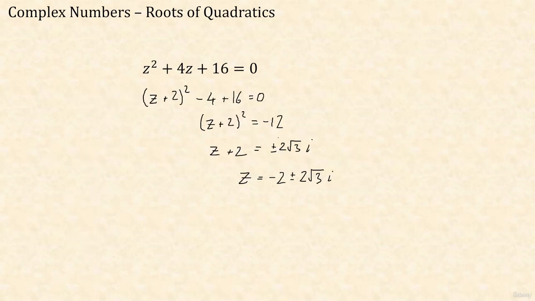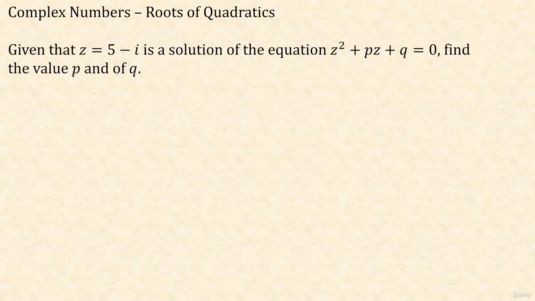You can see that here. It's because this bit here is always going to be real. The plus or minus bit, it always happens in the bit that could be imaginary. So negative 2 plus 2 root 3i, negative 2 minus 2 root 3i. Okay, solutions to quadratic equations are always complex conjugates. So if 5 minus i is one solution, then 5 plus i is the other solution.